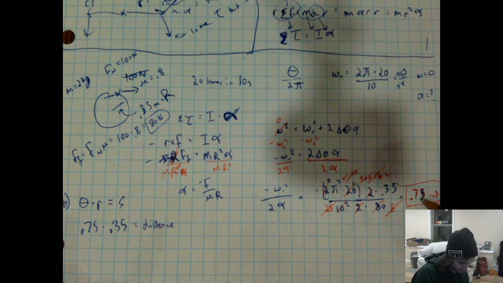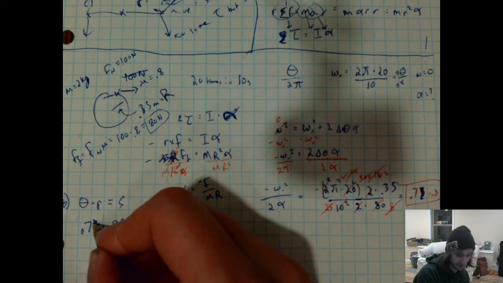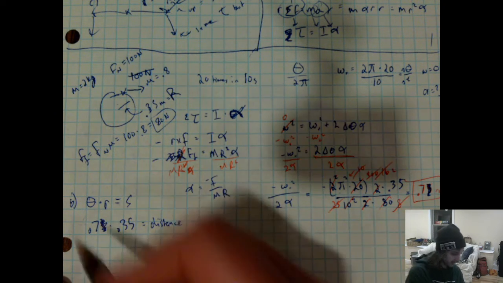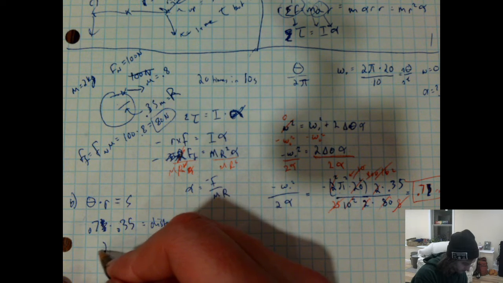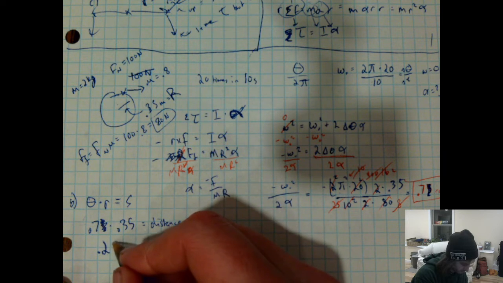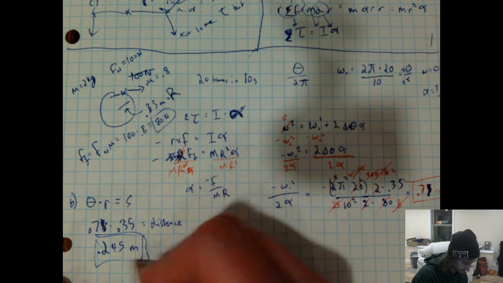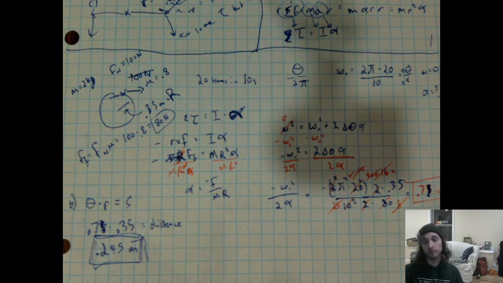Sorry, that times 2 is 0.7. I don't particularly care to do that out in my head, and I don't have a calculator on hand. But I will. 0.245 meters. So we've got 0.245 meters as our stopping distance.